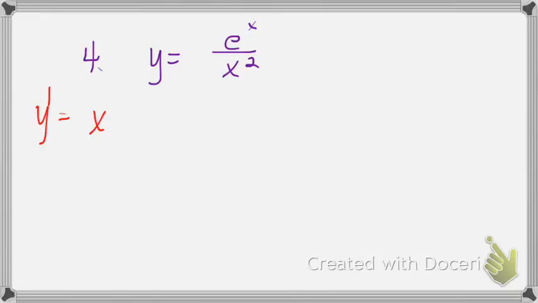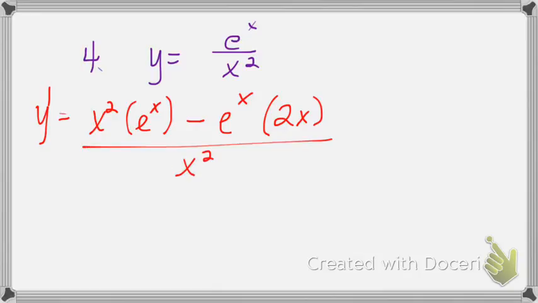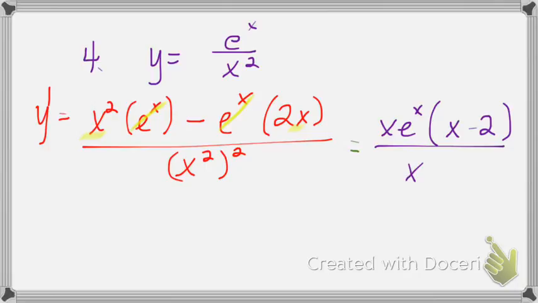Start with the bottom. Multiply the derivative of the top minus the top times the derivative of the bottom over the bottom squared. Now here again, simplification is important. Looks like I can take out e to the x's and one of the x's here. So I'll be left with x e to the x. And then when I take it out, I'm left with x minus 2. Go ahead and square that.